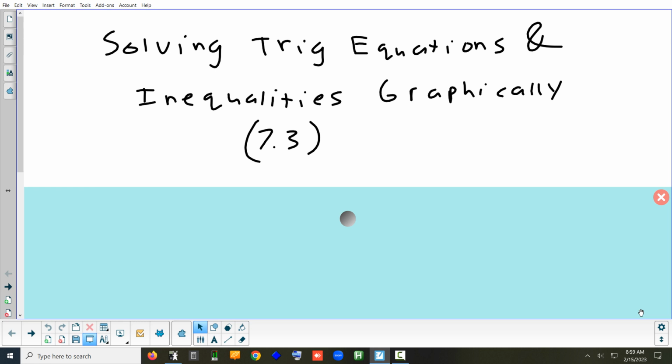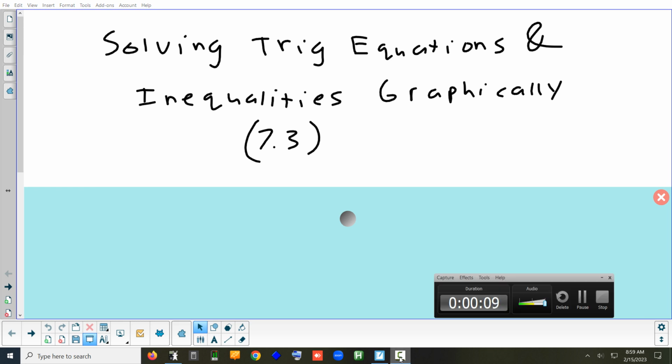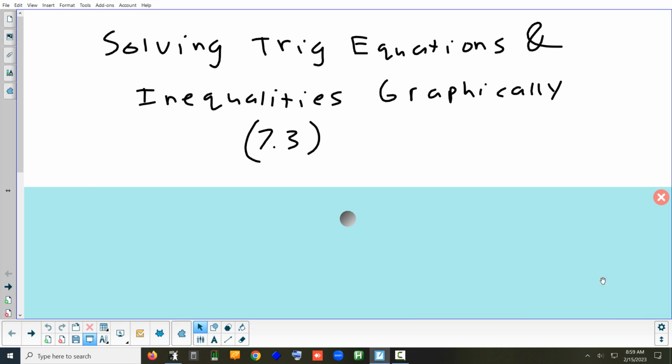Alright, so today we're going to look at section 7.3, which is on solving mostly trig equations. We'll do a little bit with inequalities, but solving them graphically. We're going to do these same kind of problems again in section 7.6, okay, next week. But we're going to solve them algebraically.